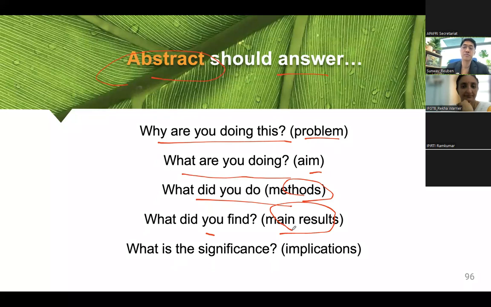Don't try to present entire results there. Just summarize some of the main findings. And finally, what's the significance? What are the implications of your work? So these 5 aspects should be in your abstract.